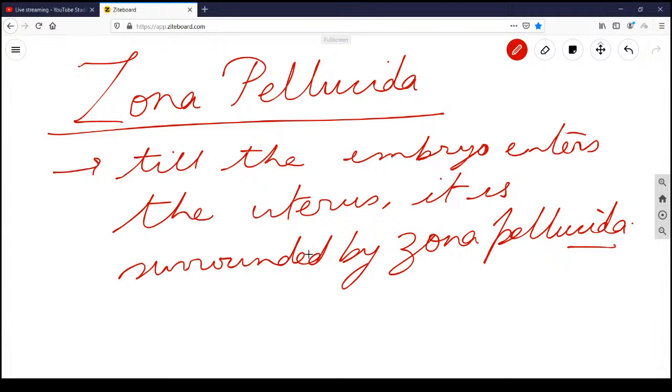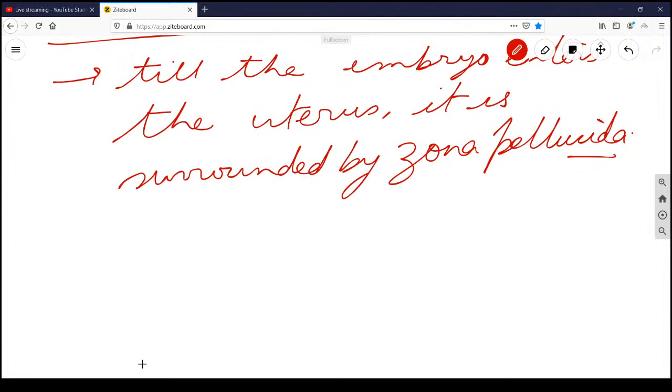Okay. Now, when it is surrounded by zona pellucida, what is its significance? What happens is during this time, the composition of the zona pellucida changes through contributions from the blastomere and the maternal reproductive tissue, both. These changes facilitate the transport and differentiation of the embryo. Now, after the embryo reaches the uterine cavity, it begins to shed the zona pellucida in preparation for implantation.